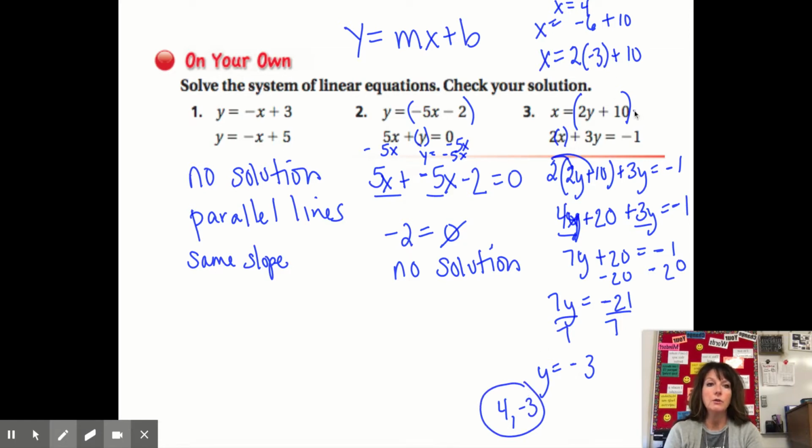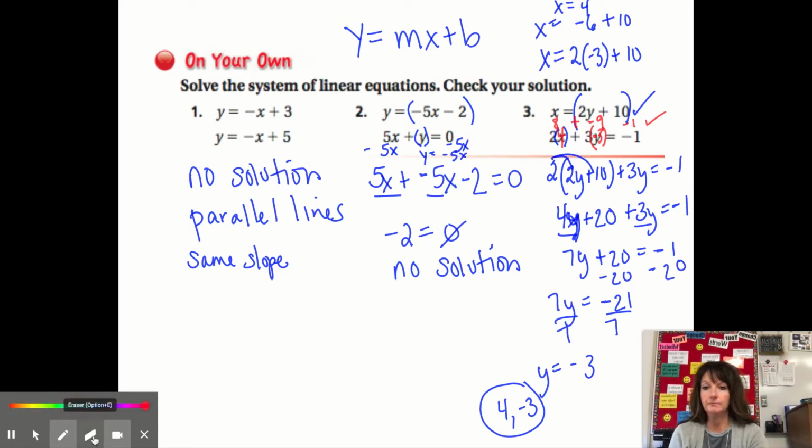We know that that works for this equation, but we want to check it for this equation. So is 2 times 4 plus 3 times -3? 2 times 4 is 8, plus 3 times -3, -9. So -9 plus 8 is -1, so it works for the second. So this has one solution, and we just found it easily by doing the substitution.